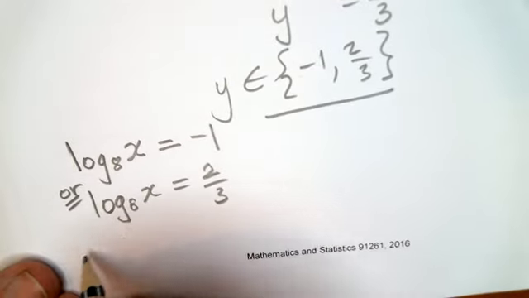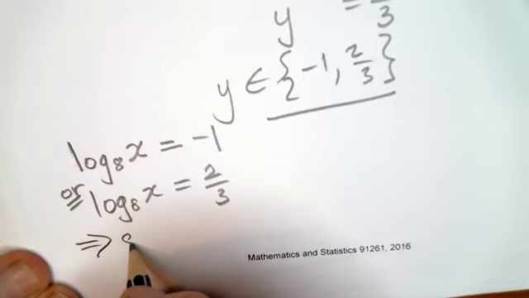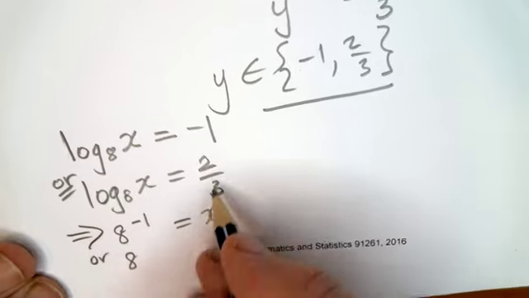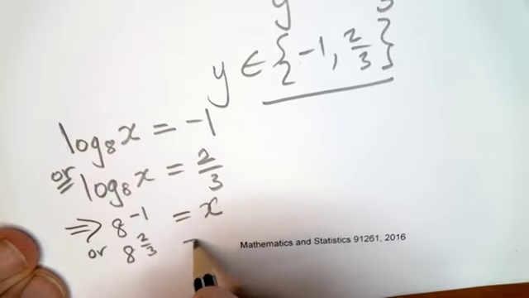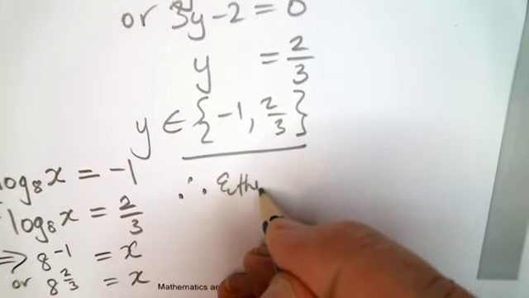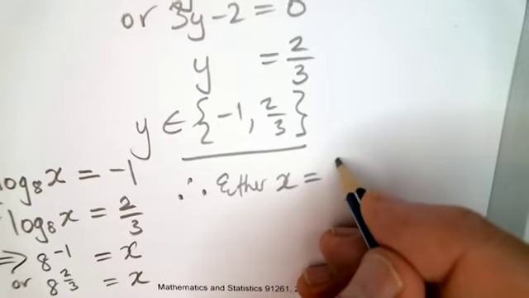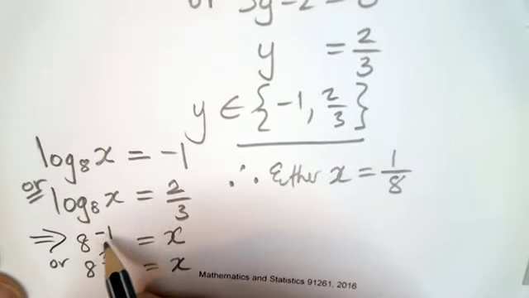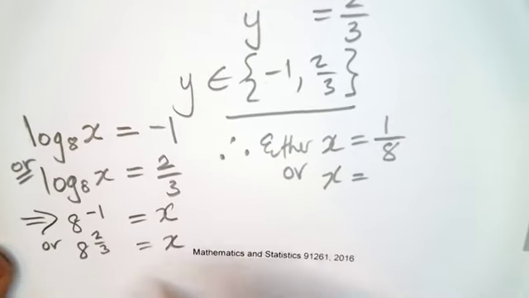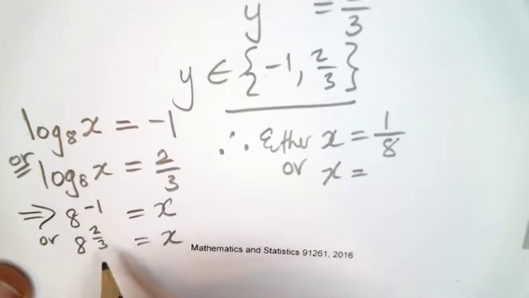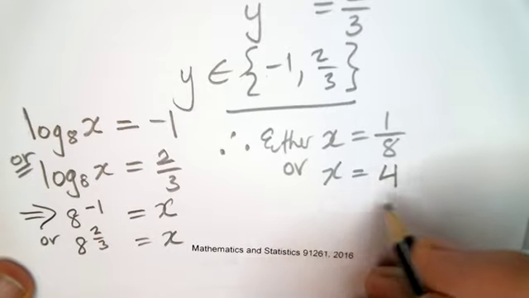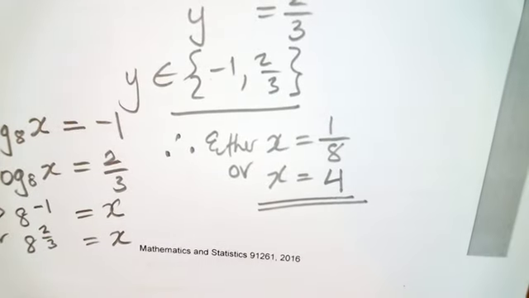So this implies that 8 to the power of negative 1 is equal to x, or 8 to the power of 2/3 is equal to x. Therefore, either x is equal to 1 over 8, which of course is 8 to the negative 1, or x is equal to, and this is going to be a 4. So the third root of 8 is 2, and 2 to the power of 2 is 4. And they are my two solutions.